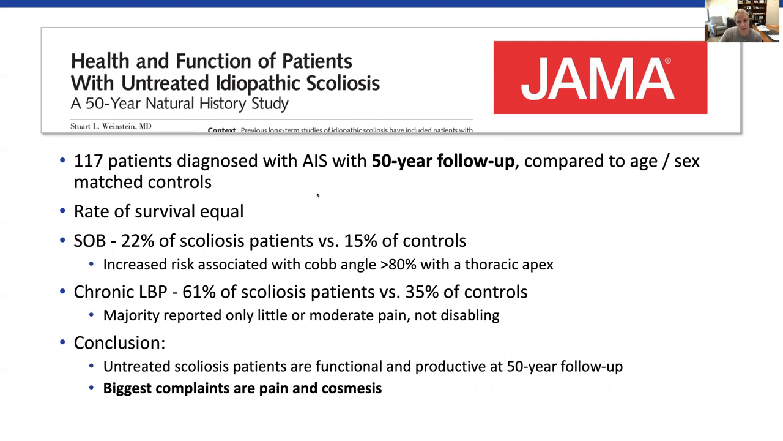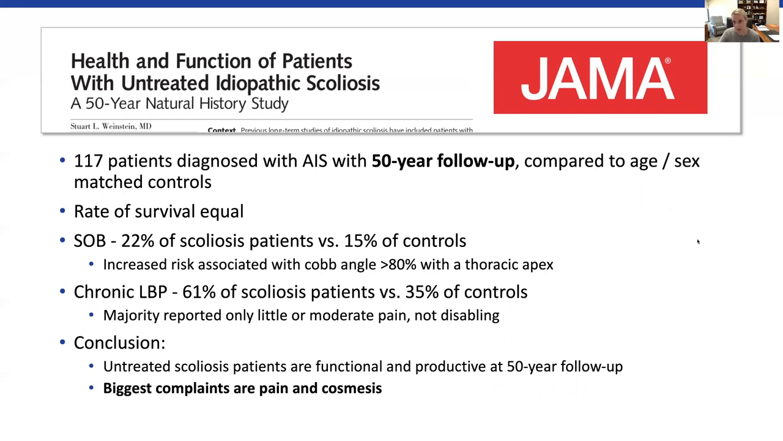Stuart Weinstein, who is in Iowa, did a really nice study looking at untreated scoliosis in a cohort of adolescent patients. And in fact, the study was so well designed and the results were so helpful that it was actually published in JAMA, which, as you can imagine, for an orthopedic study is a pretty big deal. So he looked at 117 patients who were diagnosed with adolescent idiopathic scoliosis who had 50-year follow-up. And these patients were all compared to age and sex matched controls.